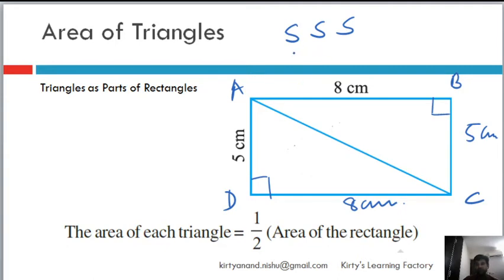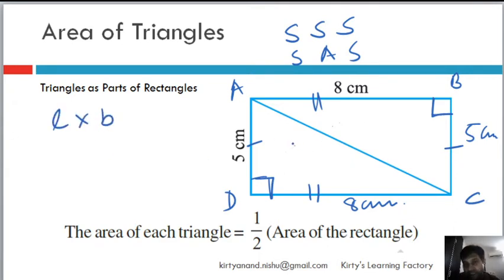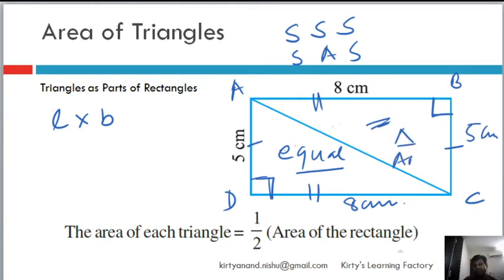Also by congruency principle of SAS, because this is 90 degree, because it's a rectangle. This side is equal to this side, AB is equal to CD, so SAS congruent triangles. There are many ways to prove that these two are congruent, so don't worry about it. So what is the area of this rectangle? The area of the rectangle is length into breadth, but we also understand that these two triangles are equal in area. So area of triangle ADC will be equal to the area of triangle ABC, correct?